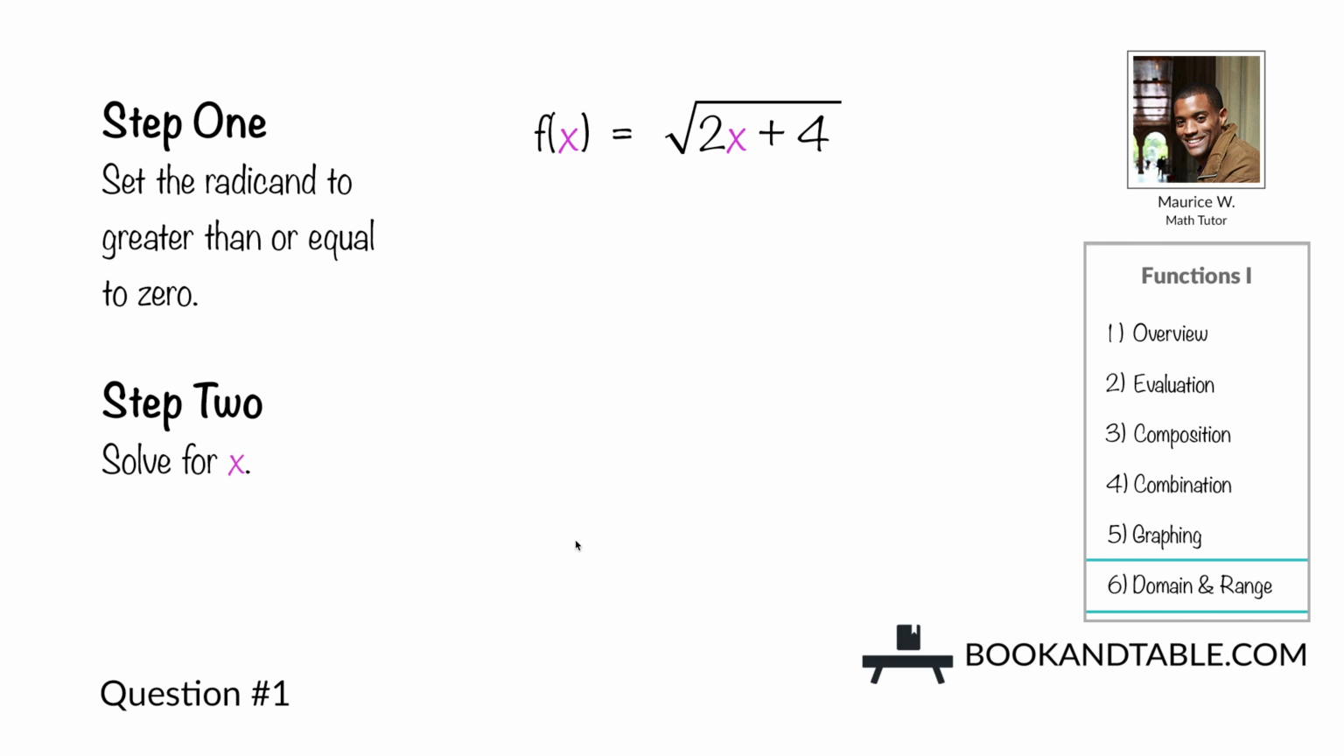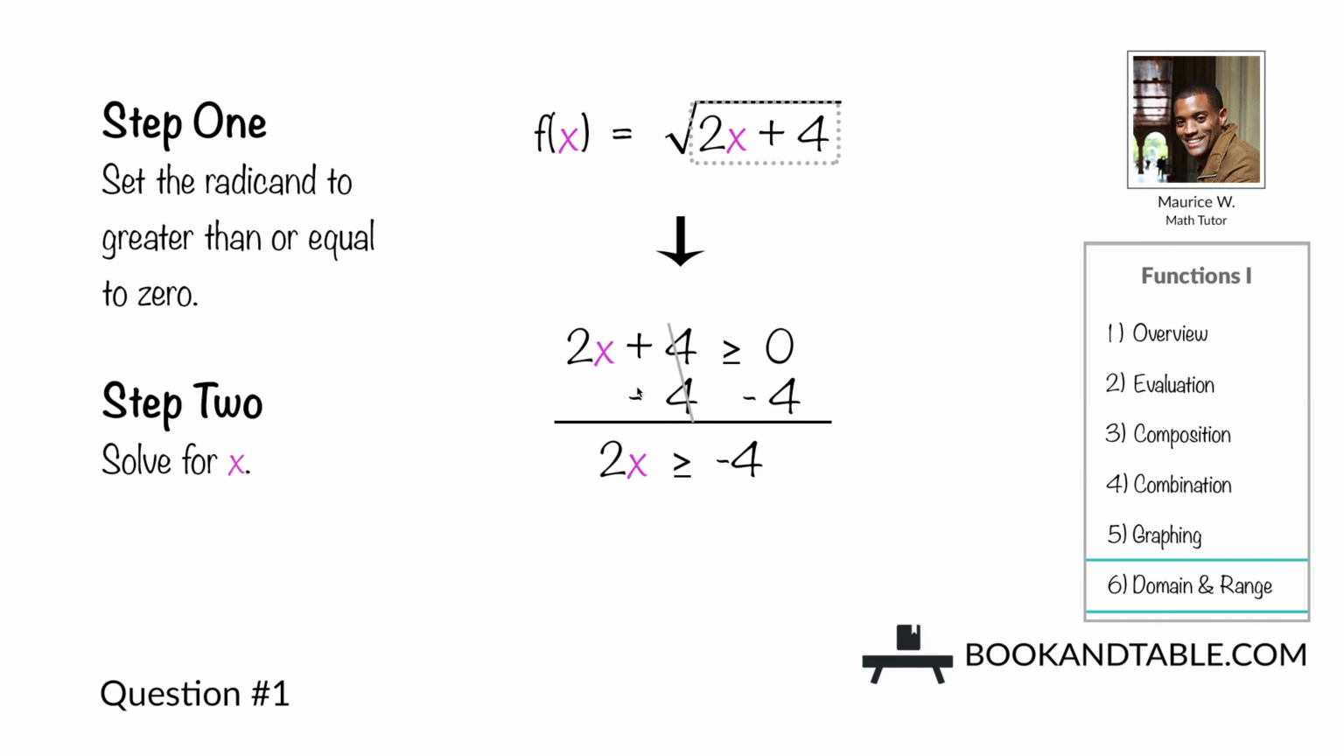Question number 1. F of x is equal to the square root of 2x plus 4. So step 1, set the radicand to greater than or equal to 0. And then solve for x. So we'll start by subtracting 4 from both sides, showing us that 2x is greater than or equal to 0 minus 4, which is negative 4. And now we want to divide both sides by 2, showing us that x is greater than or equal to negative 4 divided by 2, which is negative 2.